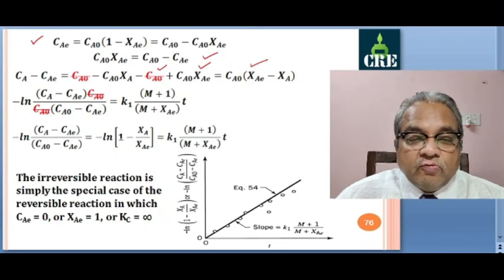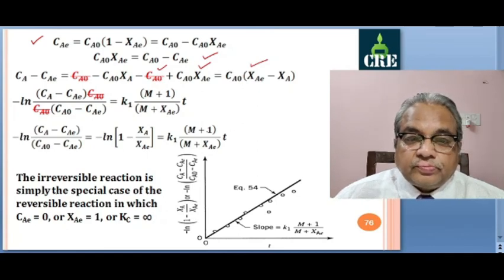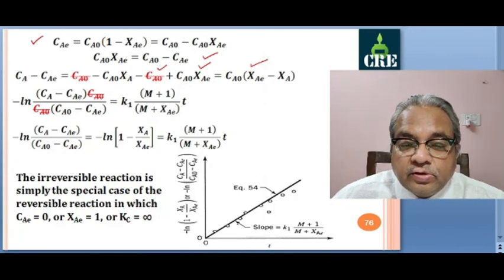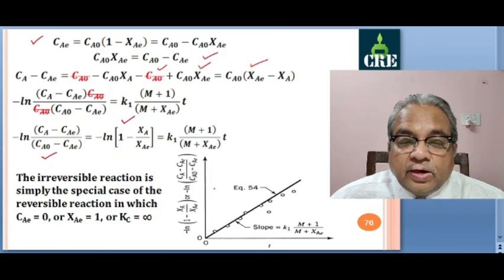that is equal to minus ln of 1 minus XA by XAE, and that is equal to K1 into M plus 1 divided by M plus XAE into t. So this is y equals mx form. t is plotted on the x axis. On the y axis you can plot either this term or this term. And y equals mx plus c with c equal to 0, that means y equals mx passing through the origin.